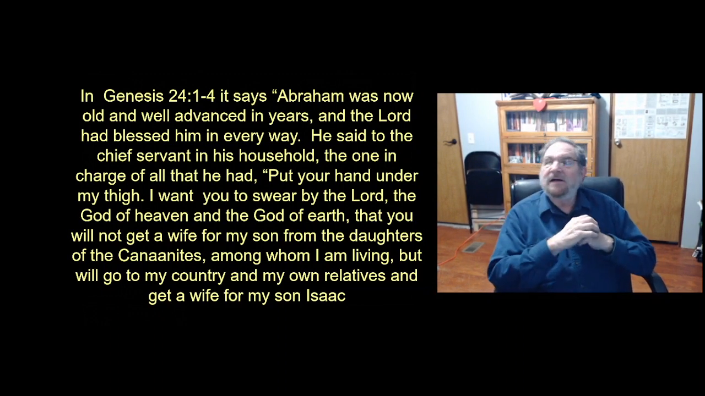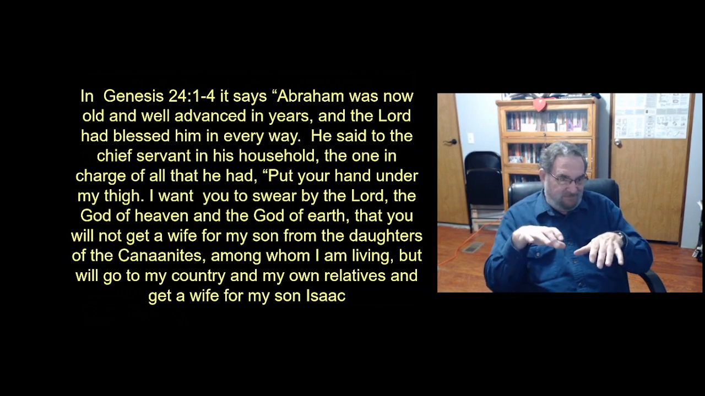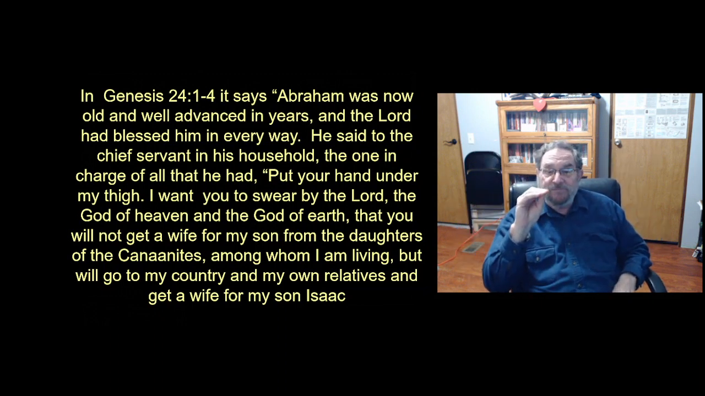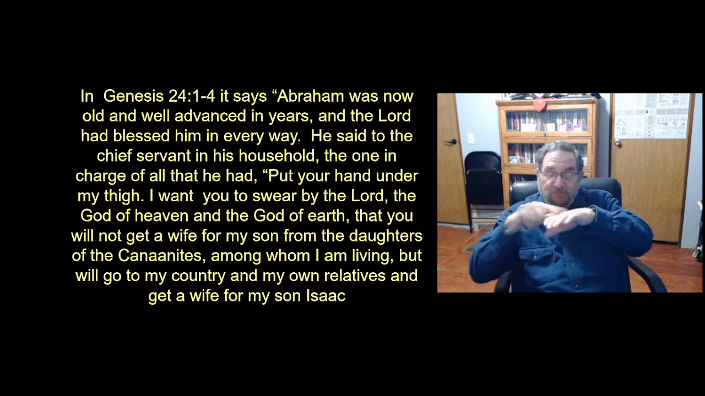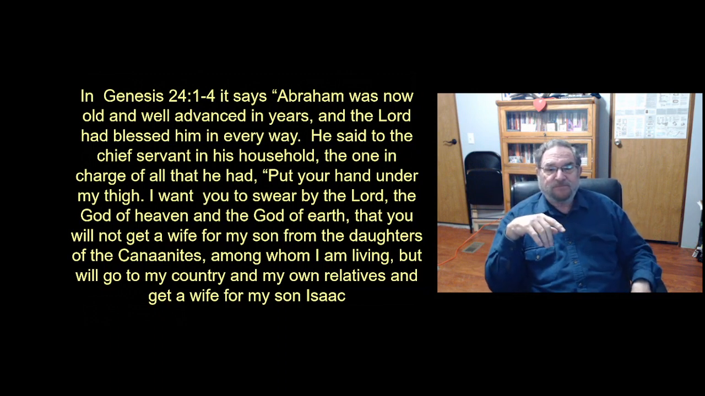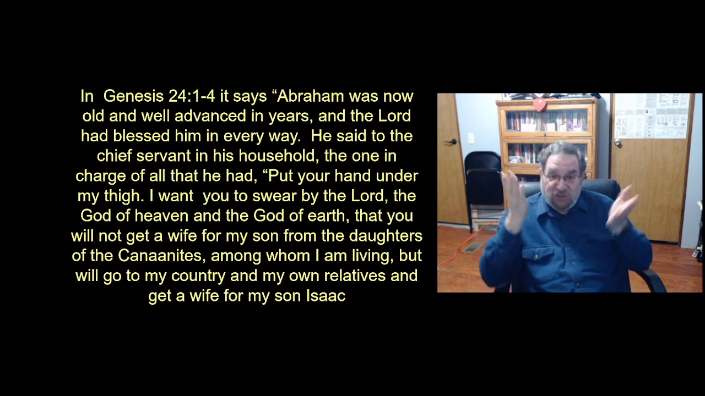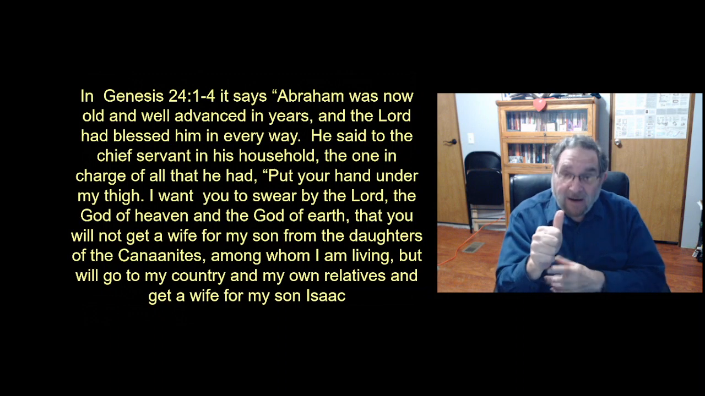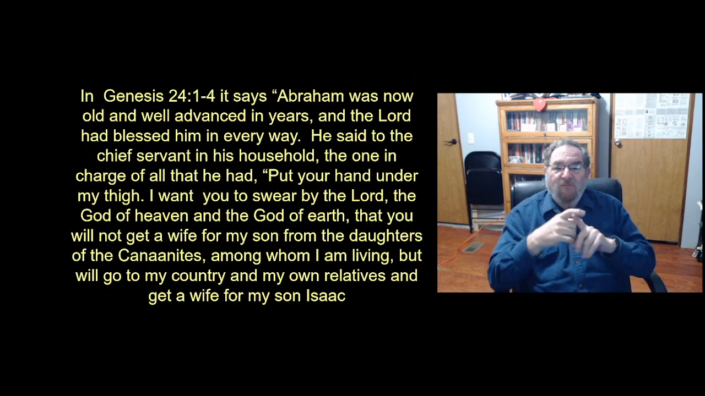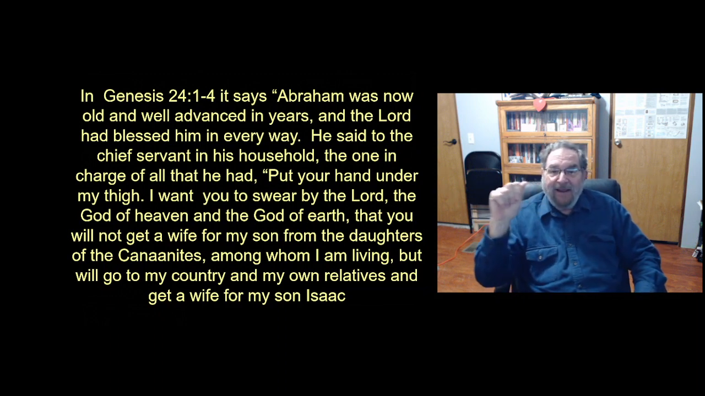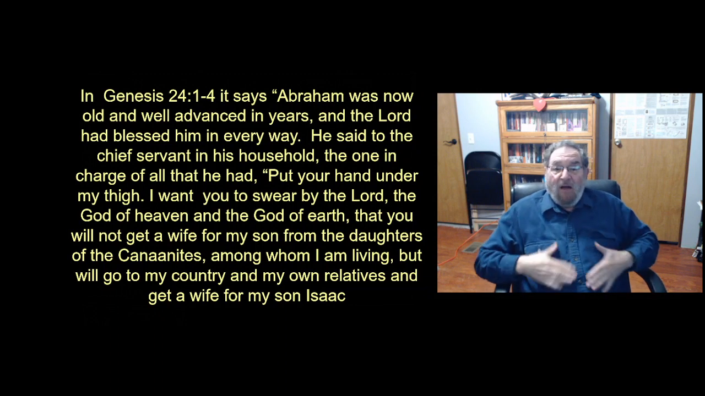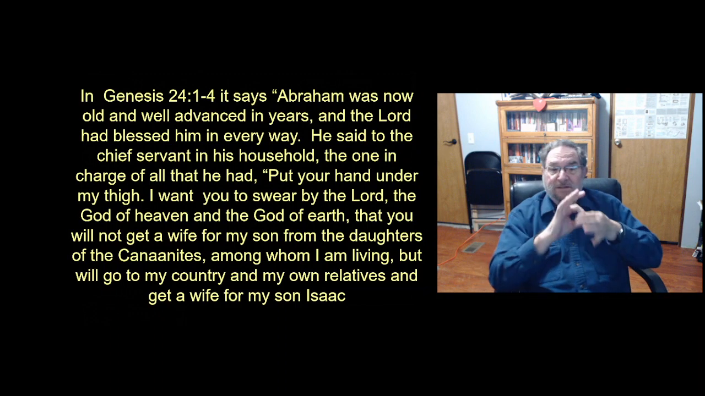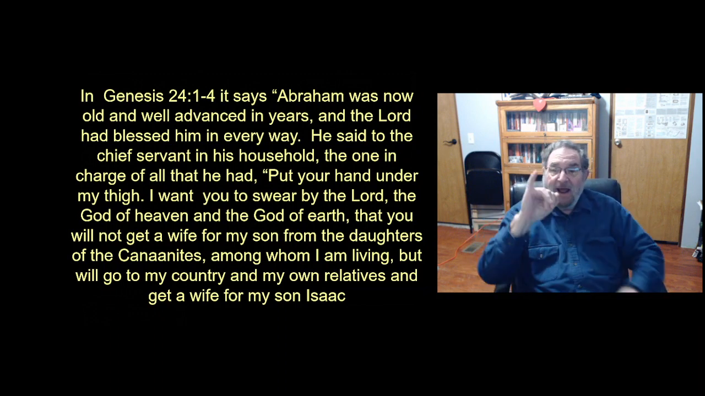That was something that was done to say, I swear I will do it. So when you put your hand under the thigh, it means I will do it. He said, I want you, his servant, to swear by the Lord, the God of heaven and the God of earth, that you will not get a wife from the daughters of the Canaanites, among whom I am now living, but you will go to my country, to my own relatives, and find a wife for my son Isaac.